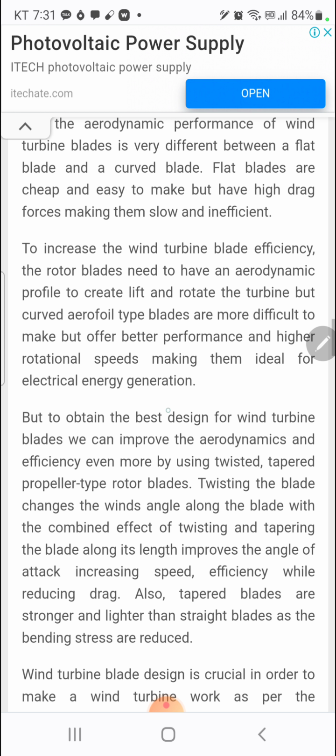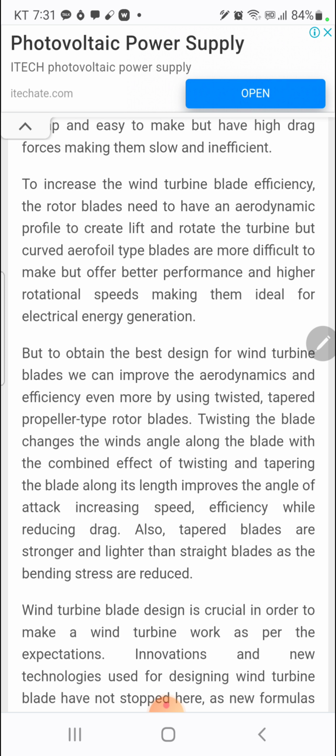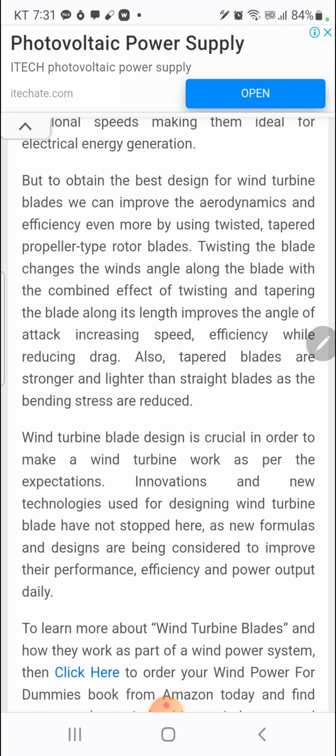To increase the wind turbine blade efficiency, the rotor blades need to have an aerodynamic profile to create lift and rotate the turbine, but curved aerofoil type blades are more difficult to make, but offer better performance and higher rotational speeds, making them ideal for electrical energy rotation. But to obtain the best design for wind turbine blades, we can improve the aerodynamics and efficiency even more by using twisted tapered propeller type rotor blades.